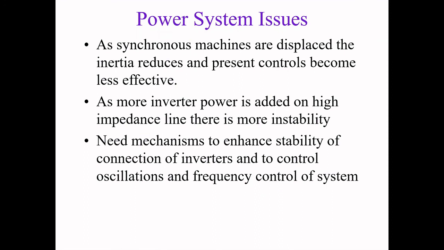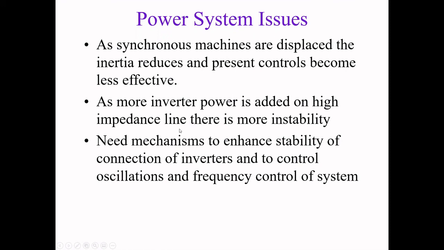So let's get back to some of the reasons why we want better controls. And the first one is that synchronous machine numbers are being displaced by the economics of renewable energy. And so the amount of synchronous machines available at any given time is reducing, the inertia is reducing, which means that frequency changes are happening more rapidly and the corrections are less effective than they used to be.